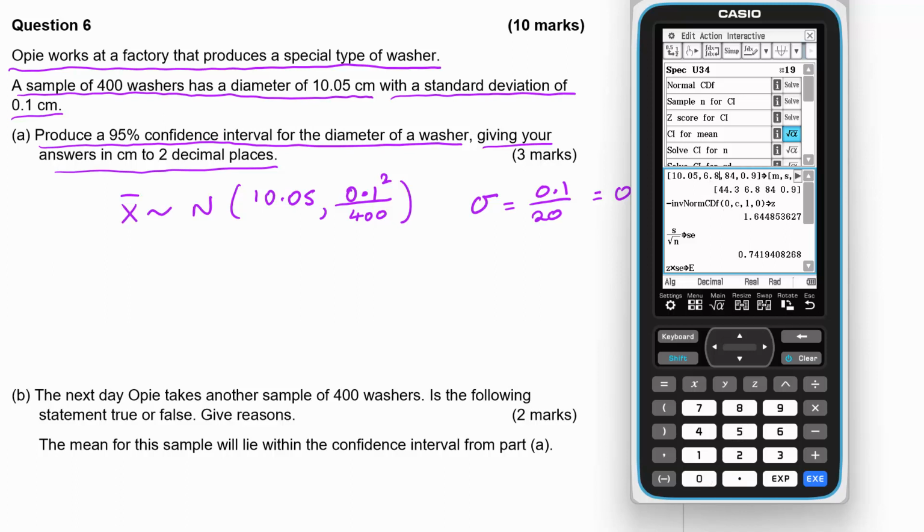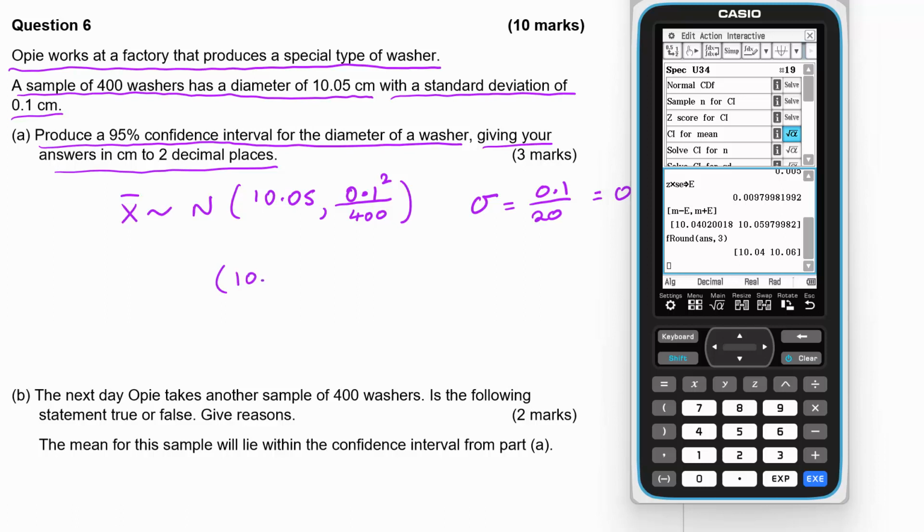The next thing that I need to put in is the standard deviation. And the standard deviation is 0.1. We don't adjust that at all here. The next thing is the n, which is 400 in this case. And then we want the confidence interval, which in this case is 0.95. And once we've got all those things in there, we'll just run it. And we will get 10.04 to 10.06.